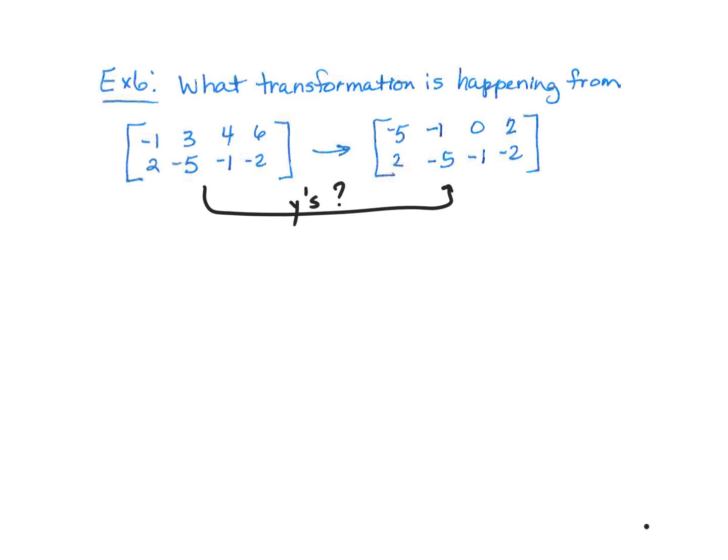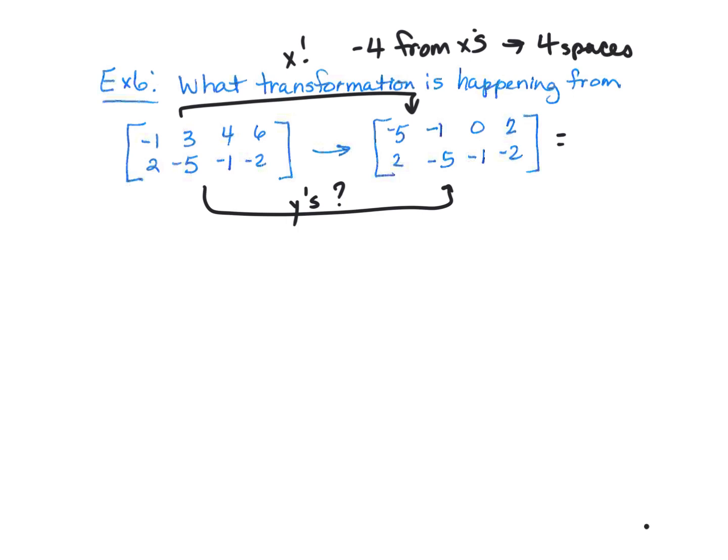Okay. Is anything happening to the x's? Is the same thing happening to all the x's? Okay, so what's happening to each one of the x's? Okay, so we're subtracting 4 from the x's. So that means it's what? 4 spaces what? Yeah, 4 spaces left. Okay? All right.